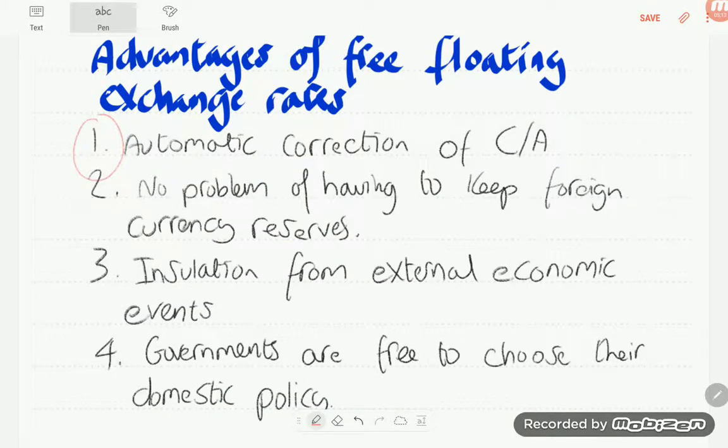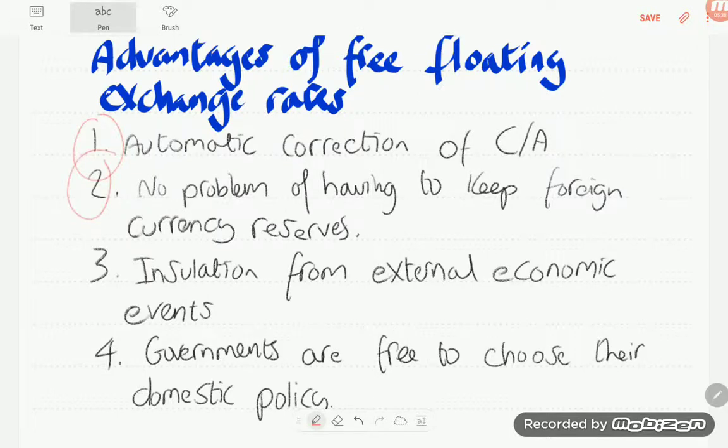Automatic correction of the current account and the balance of payments is the first advantage of free floating exchange rates. That is, the government simply lets the exchange rate move freely to the equilibrium. In this way, balance of payments disequilibria are automatically and instantly corrected. That self-correcting current account to which we've just referred.